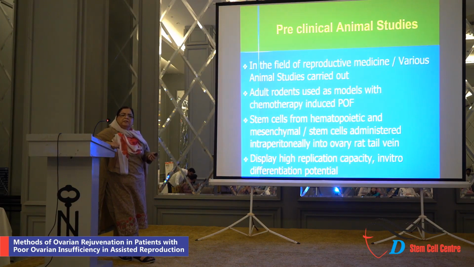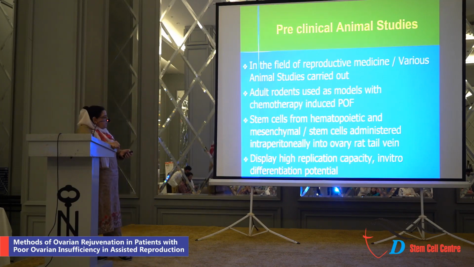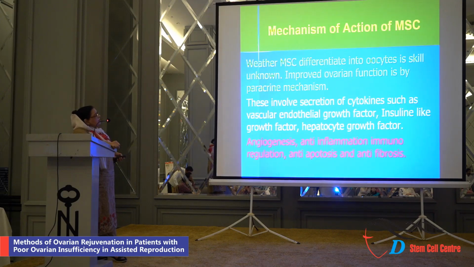Many preclinical studies were done in animal rodents, in which premature ovarian failure was induced by chemotherapy, and then they administered ovarian mesenchymal tissue directly into the ovaries of the mice, or intraperitoneally into the rat. And what did they find? There were high replication capacities. Those stem cells migrate to the injured ovaries, and they have differentiation potential. As for the mechanism of action, these cells can do angiogenesis, anti-inflammation, immunomodulation, anti-apoptosis, and anti-fibrosis.